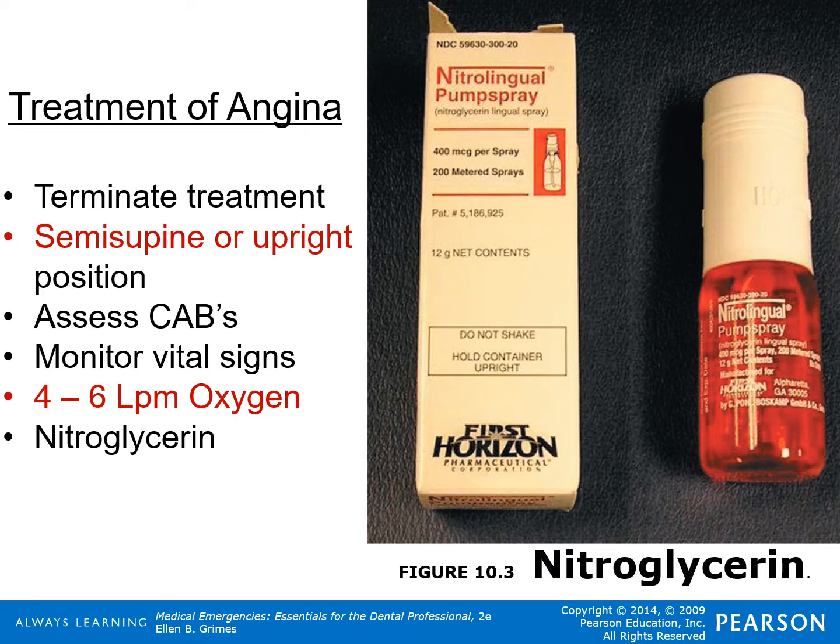So treatment of angina, you terminate your treatment if they have a big chest pain, semi-supine or upright position. You're going to assess and always do the CABs, basic life support, monitor their vital signs, possibly give them oxygen if they need it, and definitely give them some nitroglycerin underneath their tongue. Most medical kits do have nitroglycerin, and this form happens to be in a spray. And usually if they have these kind of issues, they will have nitroglycerin with them.